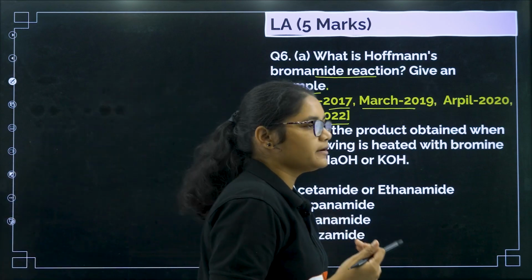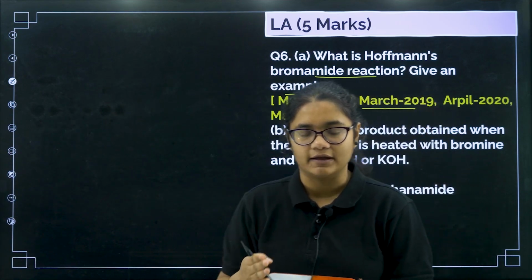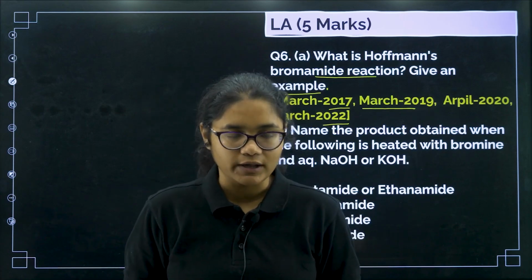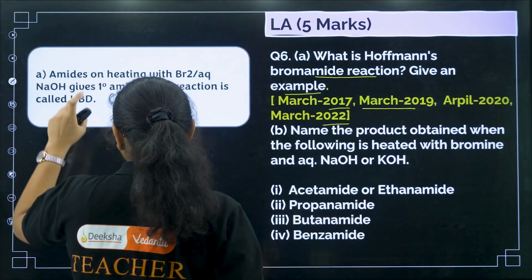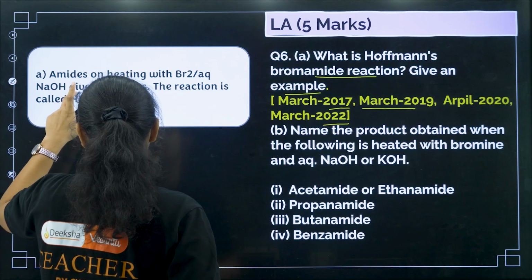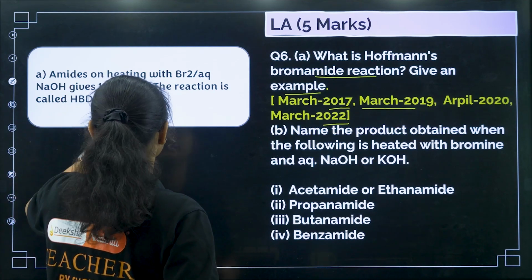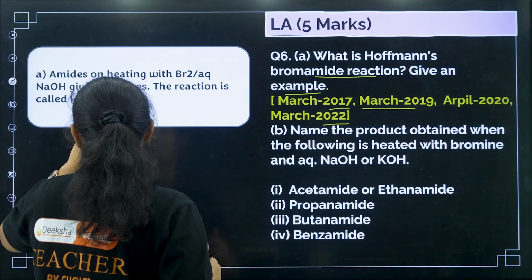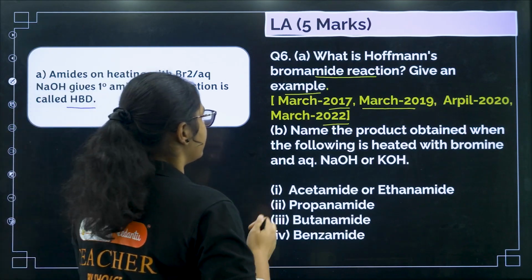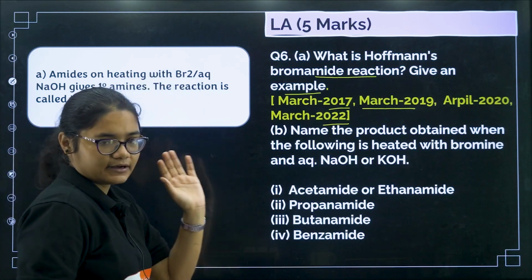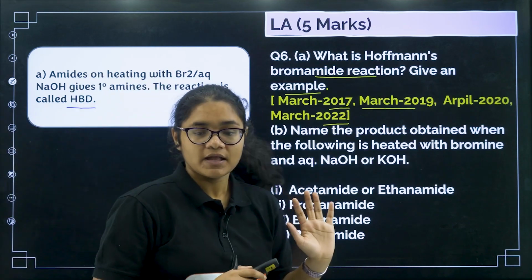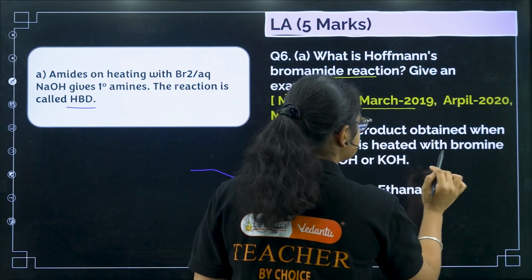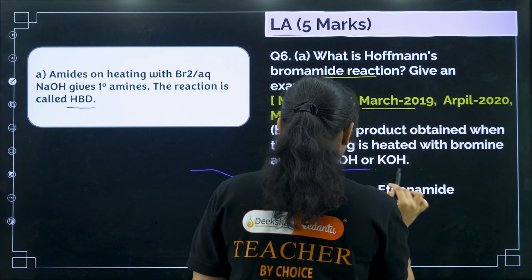So you can write down whenever amides react in the presence of X2 and NaOH, they produce amines with one carbon less. So that is Hoffmann bromamide degradation. Amides on heating with Br2 and aqueous NaOH give primary amines. This reaction is called Hoffmann bromamide degradation. Okay, I have written in short, you need to write the full answer. Clear?